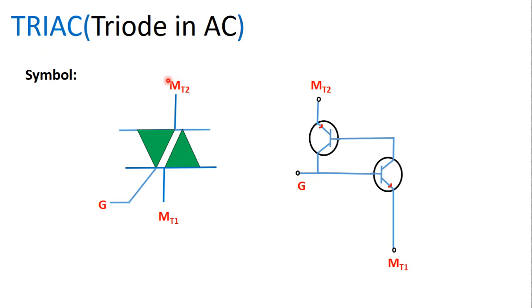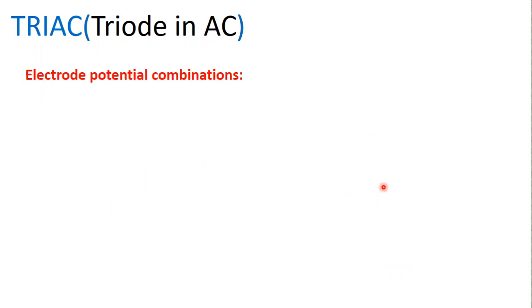Next is the circuit symbol of the triac. This is the circuit symbol of the triac with three terminals. MT1 and gate terminals are towards one side and opposite to that the MT2 terminal exists. This is the two transistor analogy of the triac, which is very useful while studying the working of the triac.